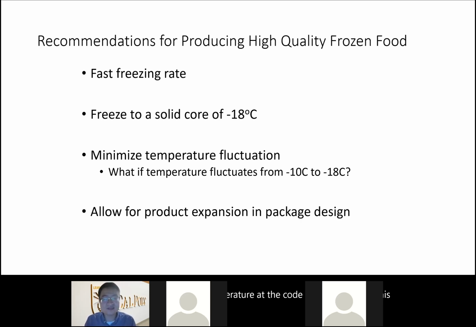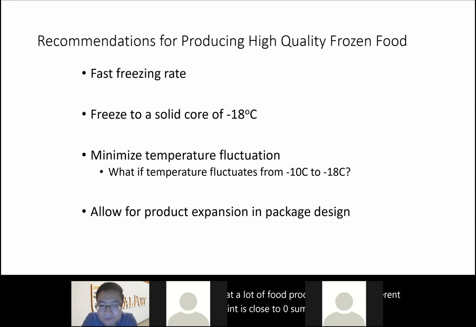And the third one is that we have to minimize the temperature fluctuation. So one example I always want to discuss with you guys is, what if our refrigerator is not very stable, and the temperature fluctuates from -10 degrees C to -18 degrees C? Is that good or bad? Because of the time limit, I'm just going to directly tell you why it's bad, because we know that a lot of food products have different freezing points, right? Some freezing points are close to 0, some can be lower.